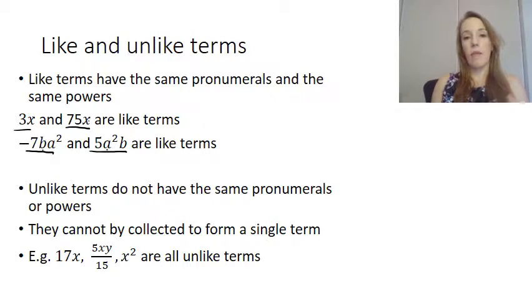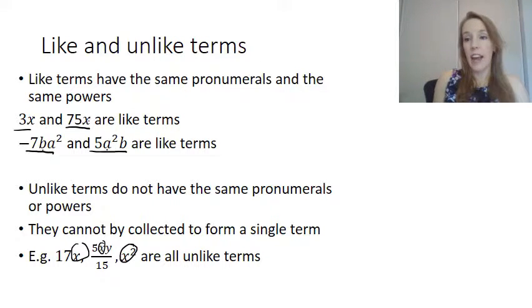So obviously, if we have like terms, we must also have unlike terms. Unlike terms are any terms that do not have the same pronumerals, or they're not to the same powers. Unlike like terms, we can't collect these to form a single term, we just have to leave them as is. So for instance, 17x, 5xy divided by 15, and x squared are all unlike terms. Even though they've all got x, they're still unlike terms.